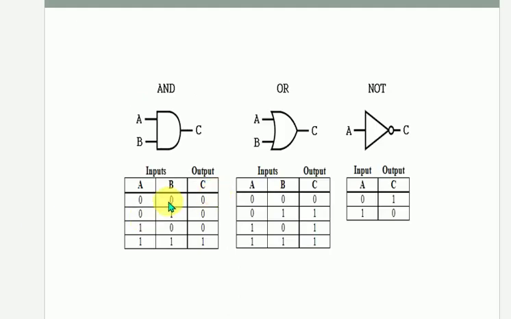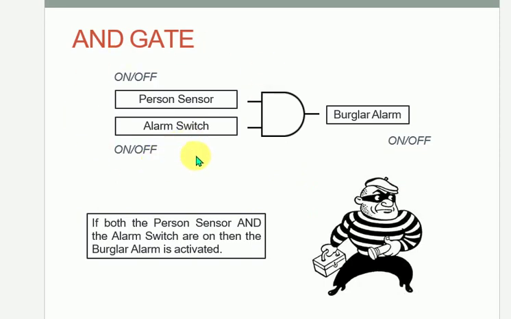Here, if any of the inputs is 0, then the output will be 0, and only on the one condition, if A and B are both 1, then we will obtain the 1 output. So we can see the application of the AND gate.